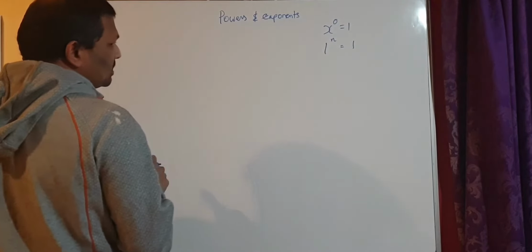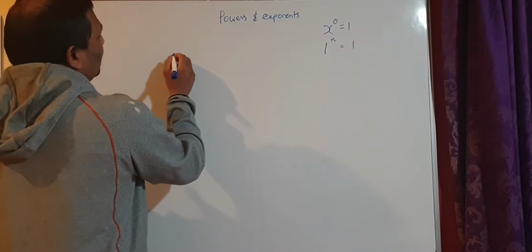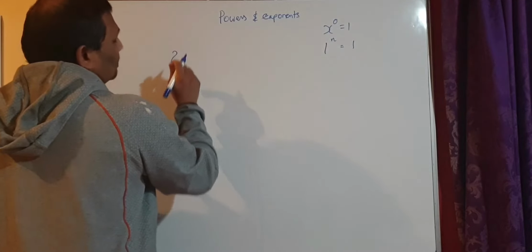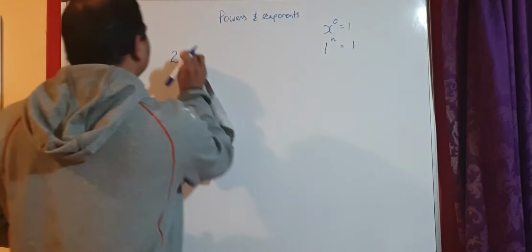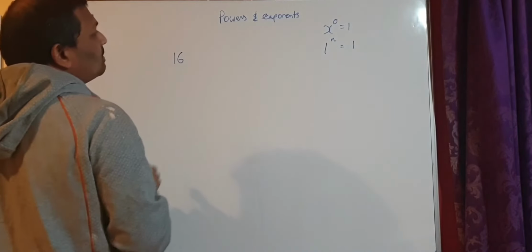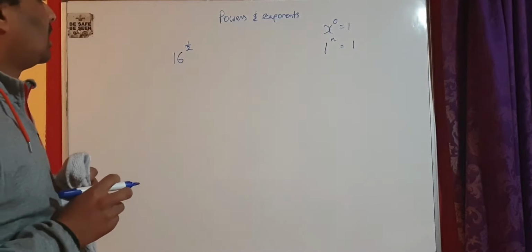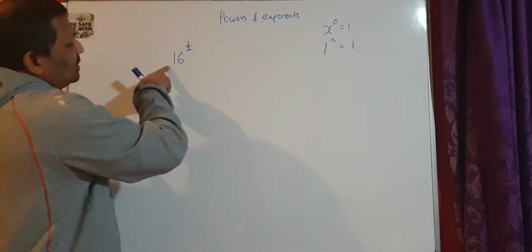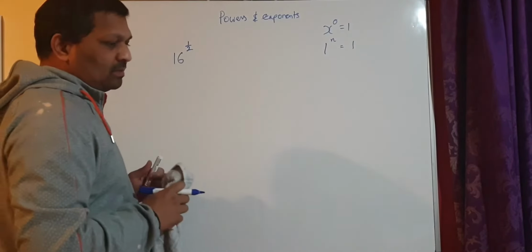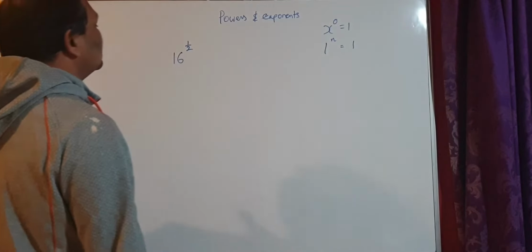And the next one is, for example, if a number is raised to the power of a fractional number. For example, 16 to the power of 1 by 2. Here the base is a positive number and the power is a fraction, which is 1 by 2, which is 0.5. How to evaluate this number?